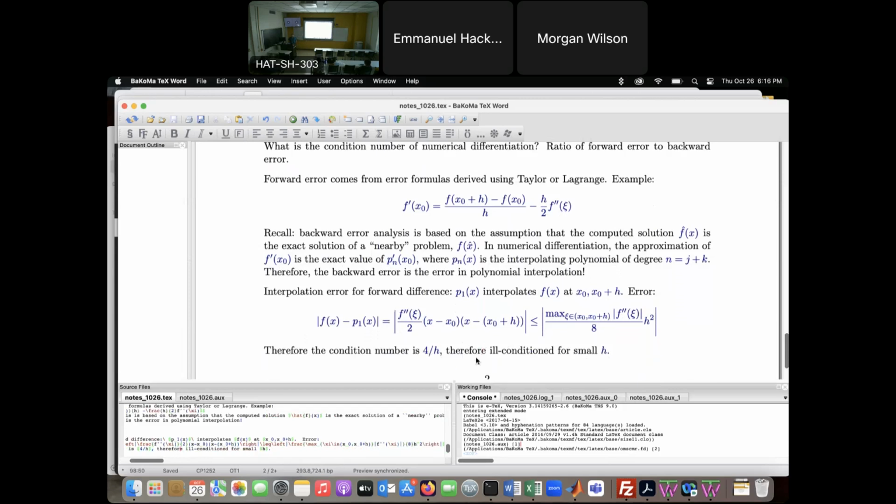And this doesn't even take into account rounding error, because when h gets smaller and smaller, these values get close together, and you are risking catastrophic cancellation. And actually, I did demonstrate that way back when we were in chapter 2.